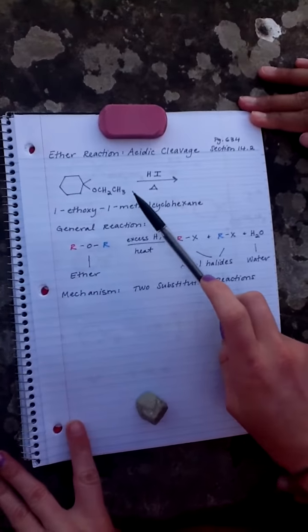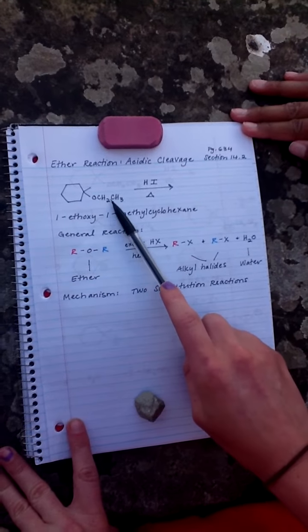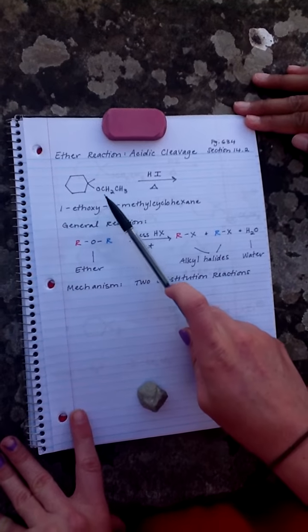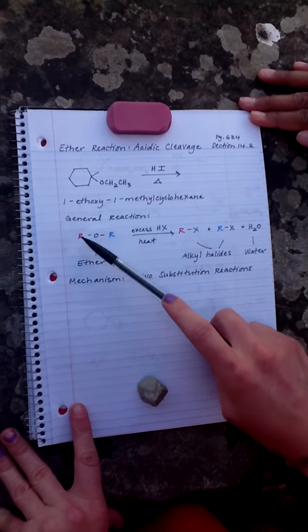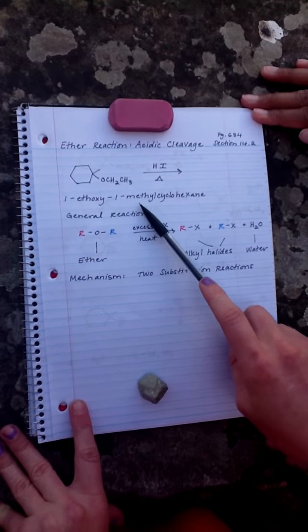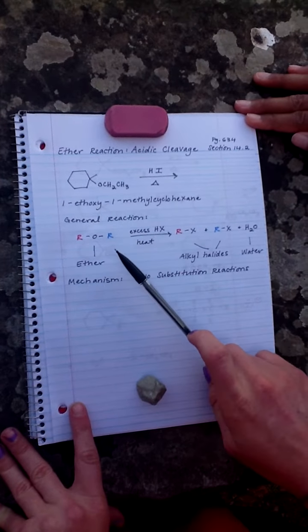Okay, so here we have our reactant, and we notice that it's an oxygen attached to two R groups. And so that leads us to see that this is an ether reaction with acidic cleavage. And this reactant's name is 1-ethoxy-1-methyl-cyclohexane.